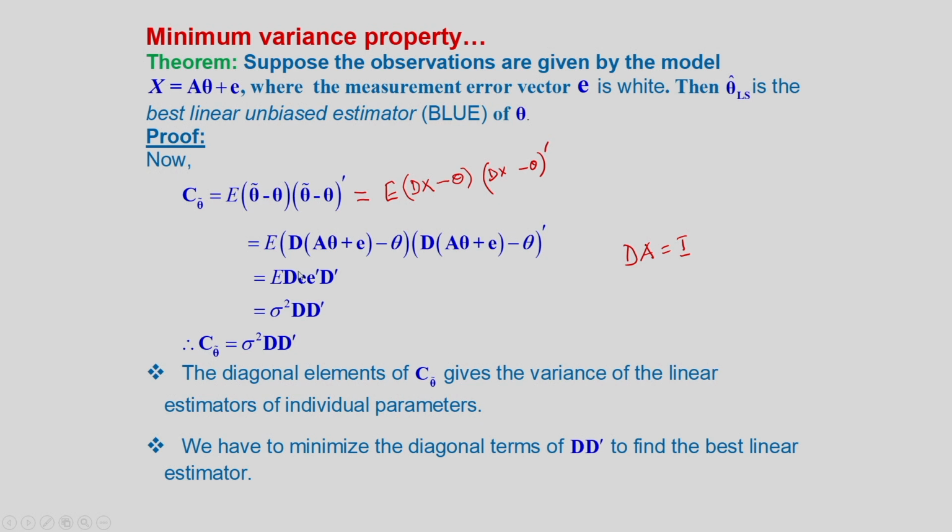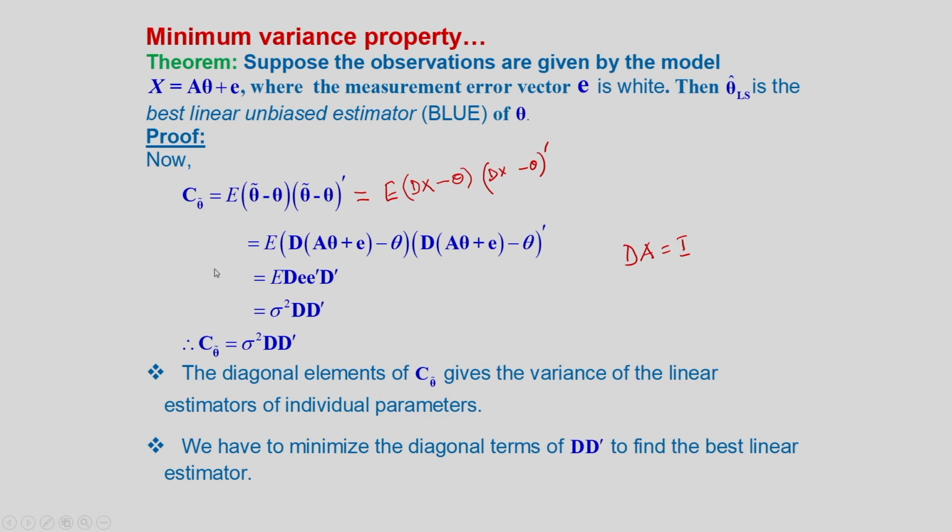Okay. Now, we know that the expected value of E E transpose is the diagonal matrix with diagonal elements sigma square. Therefore, this expression will be simply equal to sigma square times D D transpose. In other words, the covariance matrix of theta tilde vector is sigma square times D D transpose. Now, the diagonal elements of this covariance matrix will give the variances of the linear estimators of the individual parameters. So, diagonal elements of C theta tilde will give the variances. We have to minimize the diagonal terms of D D transpose to find the best linear estimator.